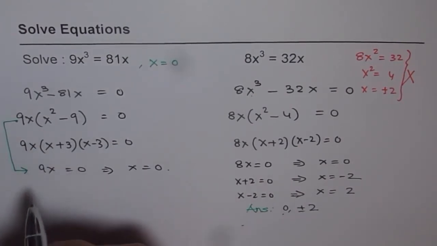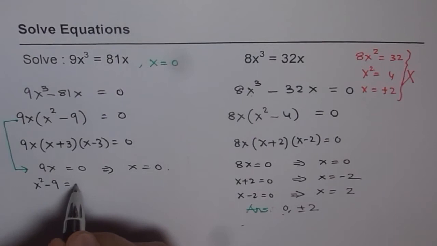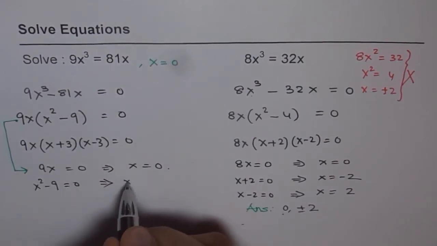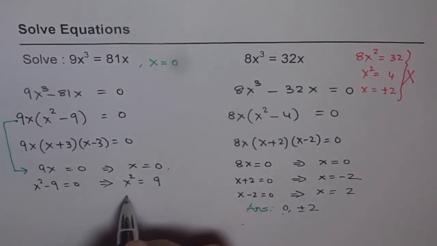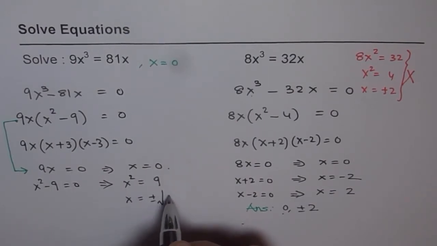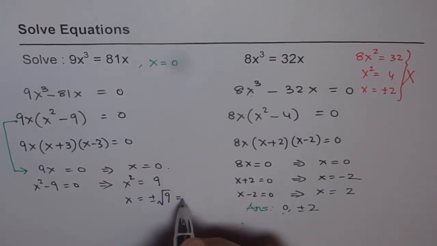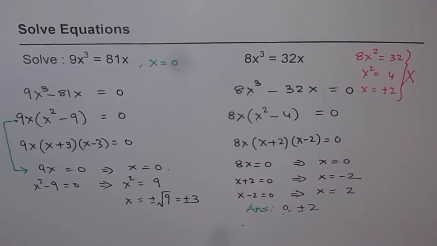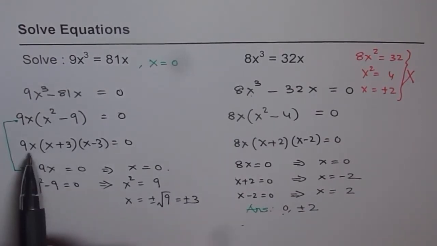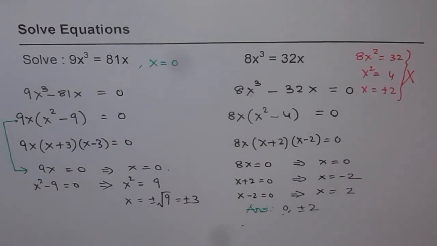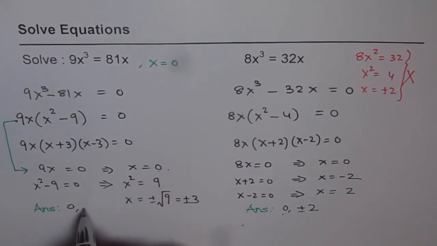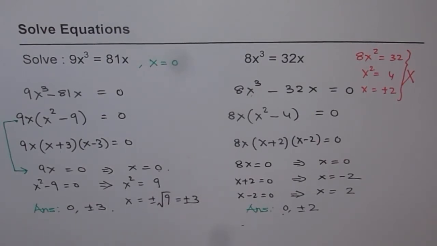The other one is x squared minus 9 equals 0. That means x squared equals 9, so x equals plus minus square root of 9, which is plus minus 3. You get the same here, minus 3, plus 3, and x equals 0. So you land up with the correct result. For this cubic equation, we get three answers: one is 0, one is plus 3, and one is minus 3.